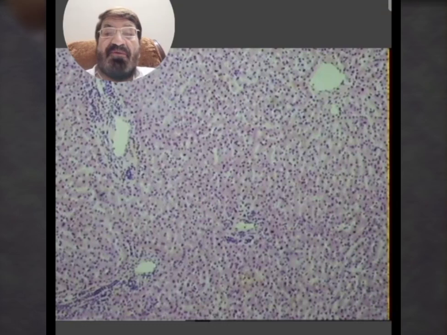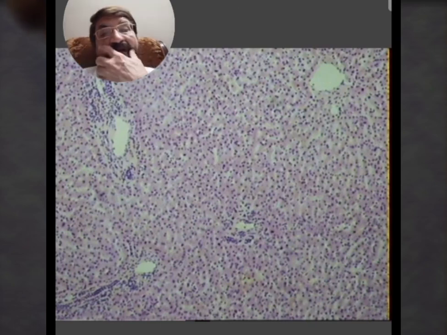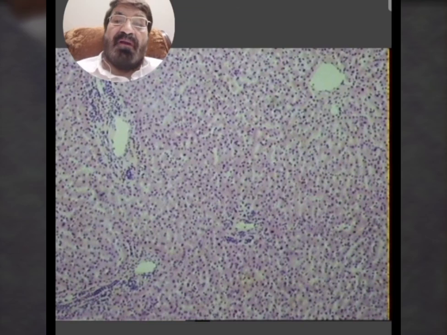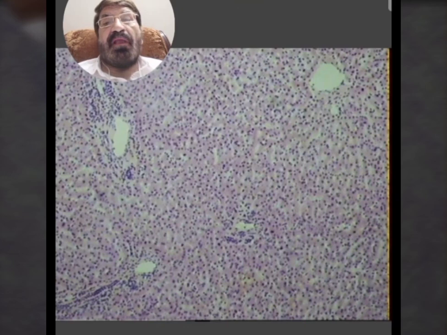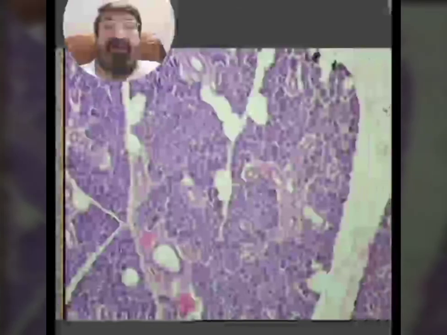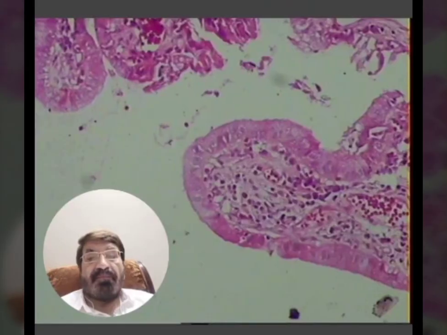Again, this is the actual picture. ये देखो, and you can see the portal triads also at the 6 different corners of this hexagonal or pentagonal hepatic lobule. You will find the portal triads, portal areas where there is a branch of the bile duct and the hepatic artery and the portal vein being seen.